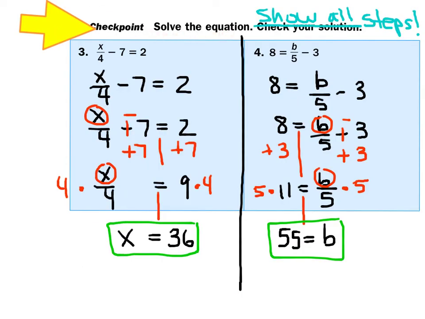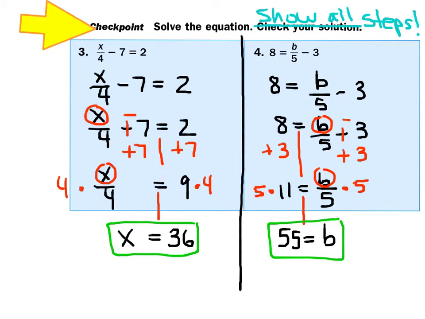So let's solve these equations. First, look at number 3. I copy x over 4 minus 7 equals 2. So I copied it right here again. I circled my variable. I added a line and changed the sign in front of the 7, and I brought my wall down. And now look at what's touching the circle.